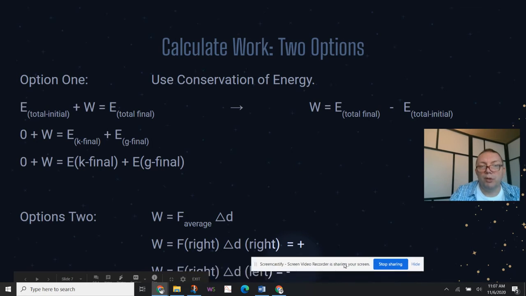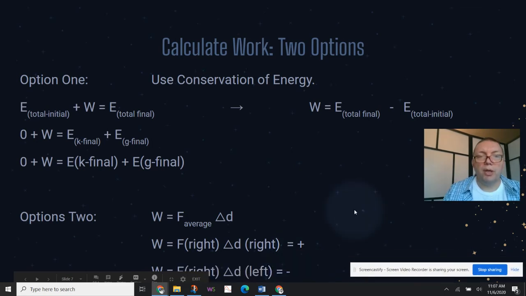The second option for trying to calculate work, another common way to go, is to say that work is the average force times the change in position. Remember this triangle D, we read this as either delta D or change in D. This is the displacement, it's the change in position. So it's like final position minus initial position.